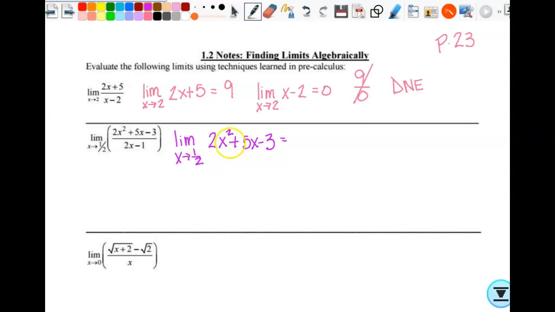So when I substitute this 1/2 in, 1/2 squared is 1/4 times 2 is 1/2, right? Plus 5 times 1/2 is 5/2 minus 3. So when I add these two together, I get 6/2, which is 3, minus 3, which is 0, right? All right, so then I have to do the denominator. So the limit as x approaches 1/2 of 2x minus 1, well, 1/2 times 2 is 1 minus 1 is 0. So when I put this limit over this limit, I get 0 over 0.